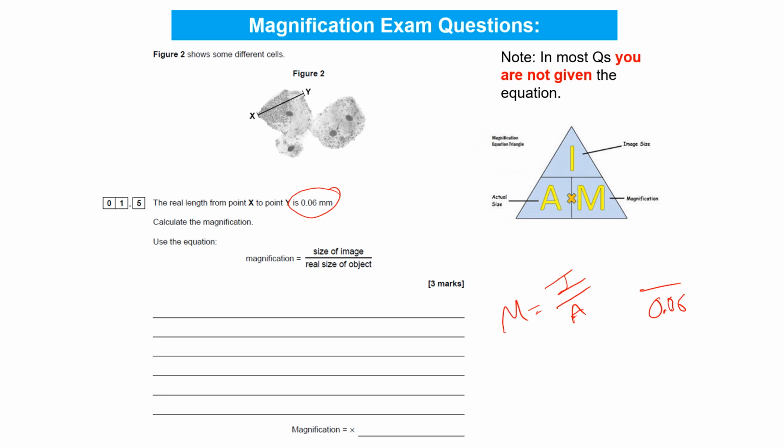Now obviously you doing this on the computer isn't going to be particularly useful, but let's imagine that the image size, if you measure that in an exam, is 5.7 centimeters or 57 millimeters. Okay, because they're the same units, they're both millimeters, you don't have to do anything, so therefore you would just do the sum 57 divided by 0.06, which would give me a magnification of 950, and just put a multiplication sign.